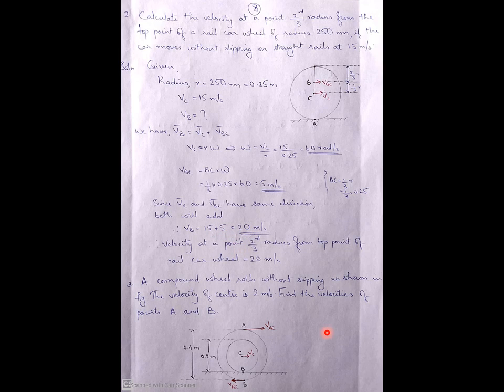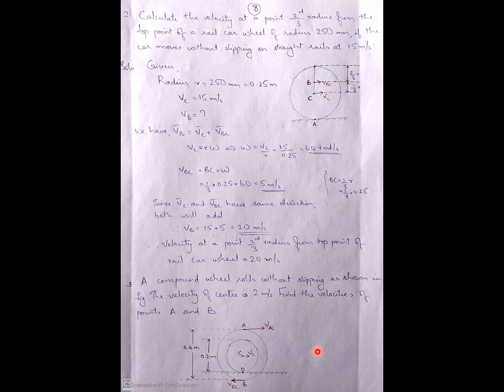Now next problem. A compound wheel rolls without slipping as shown in figure. The velocity of center is 2 meter per second, that is VC is 2 meter per second. Find the velocities of points A and B. The inner circle is 0.2 meter diameter and the outer circle is 0.4 meter. This is a compound wheel. There are two circles. So at point A and point B, the velocity is to be calculated.